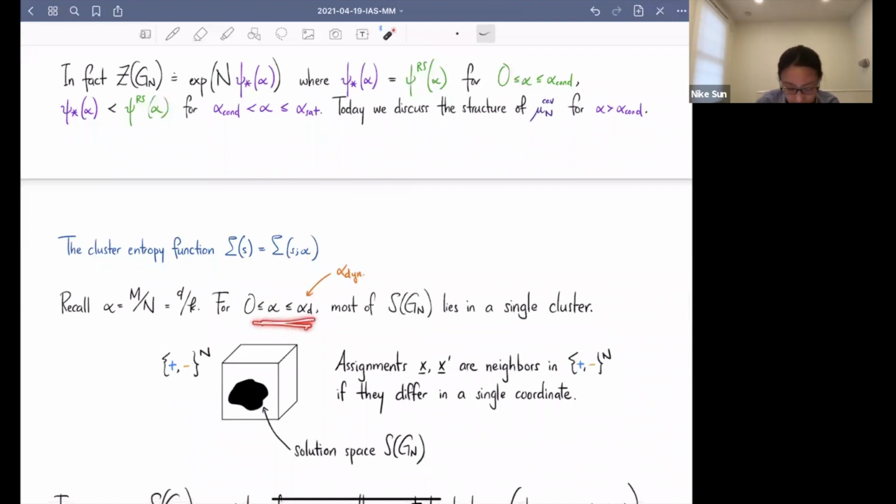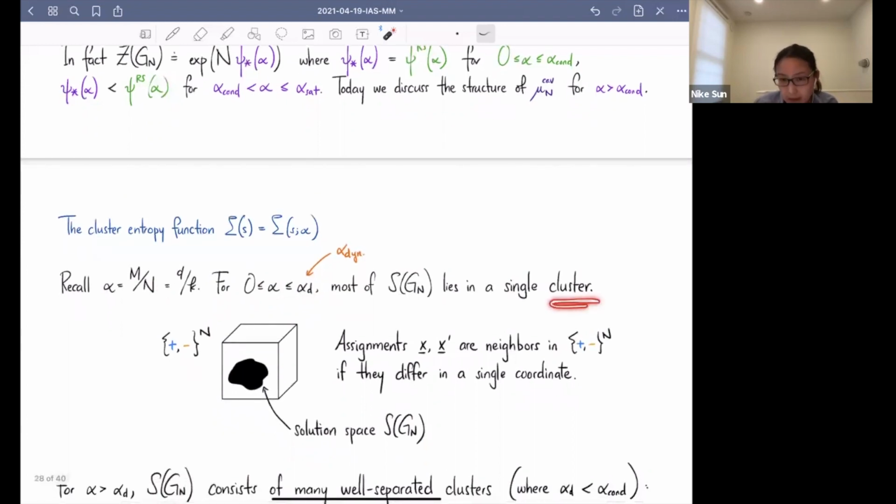But when alpha is very small, the point is that there are not so many constraints. So you should have a lot of solutions, and the idea is that they mostly lie in a single cluster or connected component. So I drew a similar picture last time. This box is meant to represent the discrete cube, and this is supposed to represent the solution space. Two assignments are neighbors in the cube if they differ in a single coordinate. And this big blob is meant to say that most of the solutions are close to one another according to that metric. So you can get from one solution to another by flipping one bit at a time without leaving the solution space.